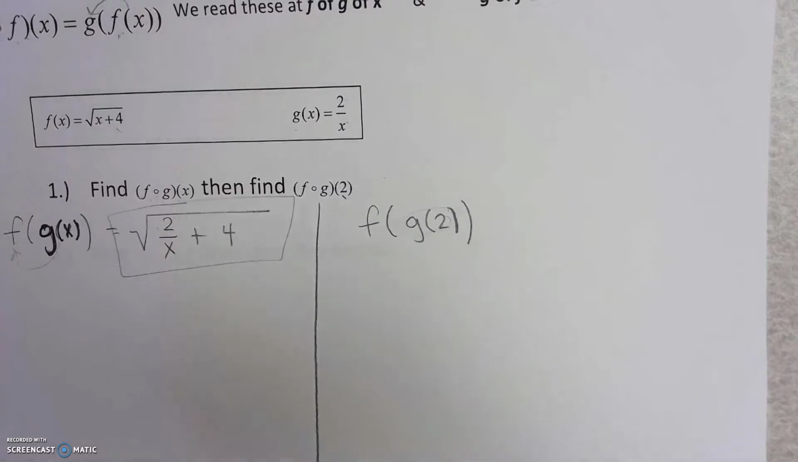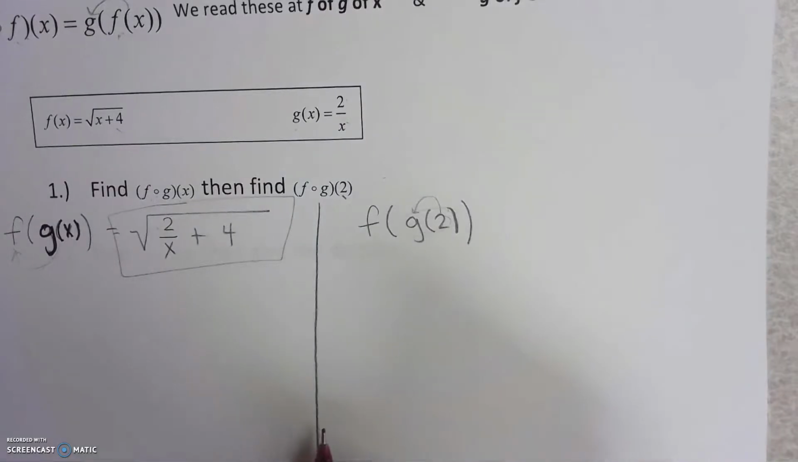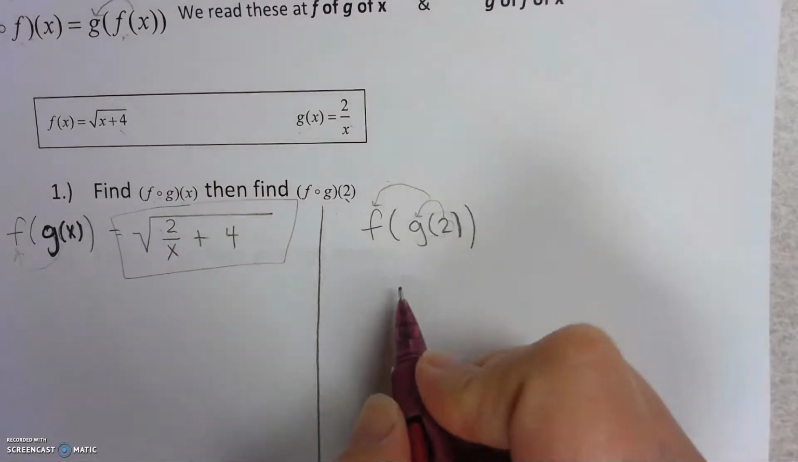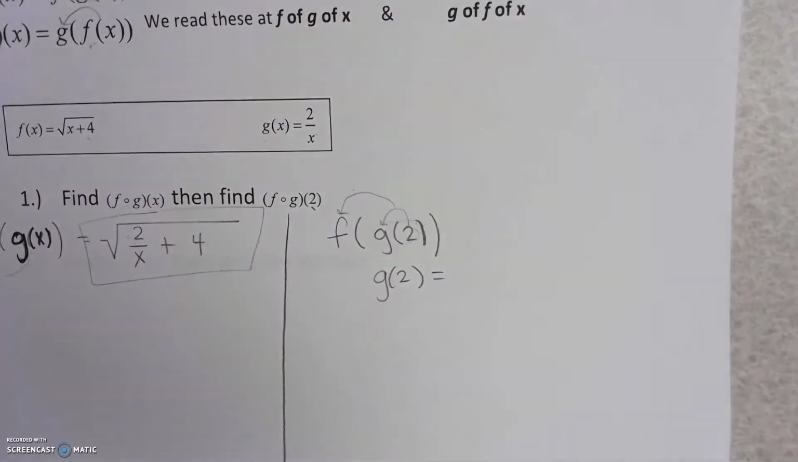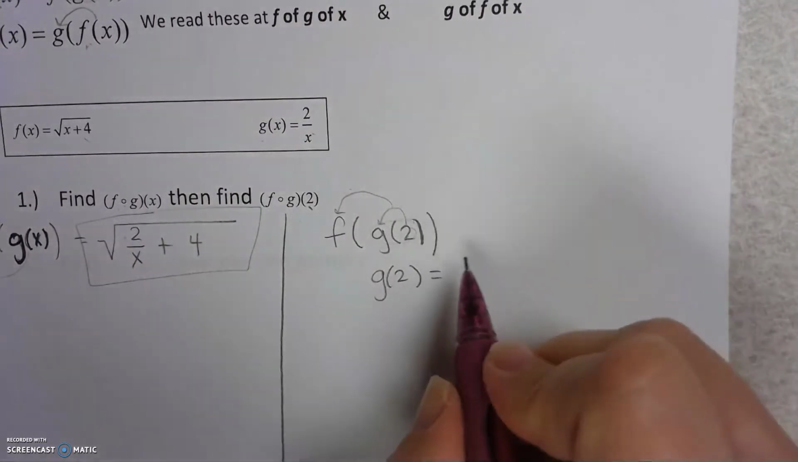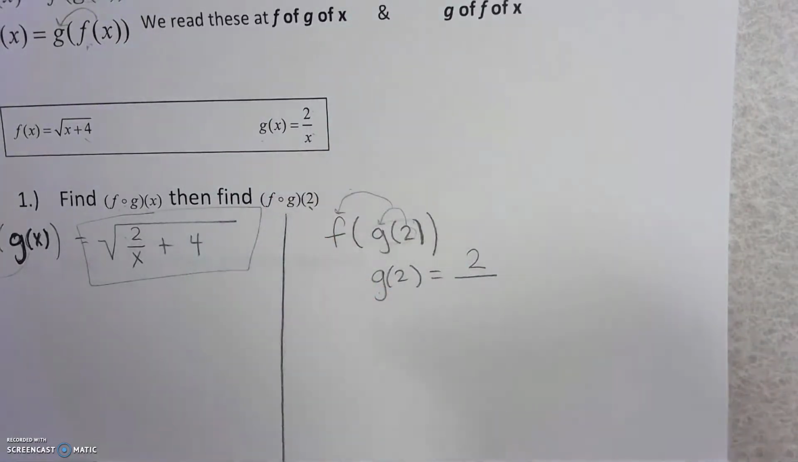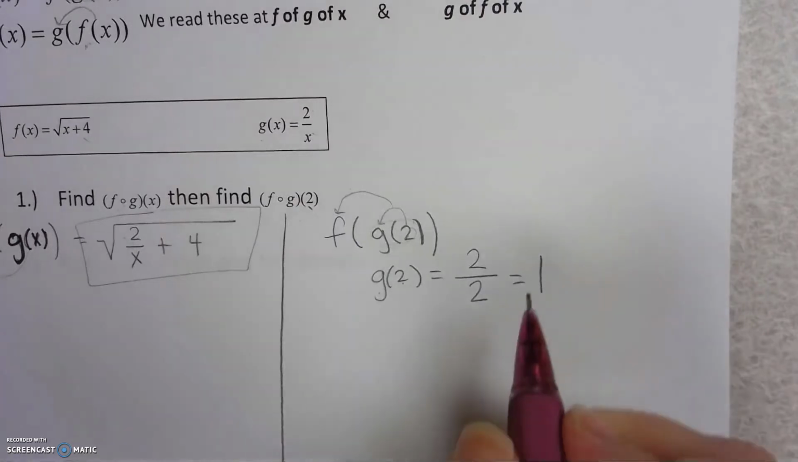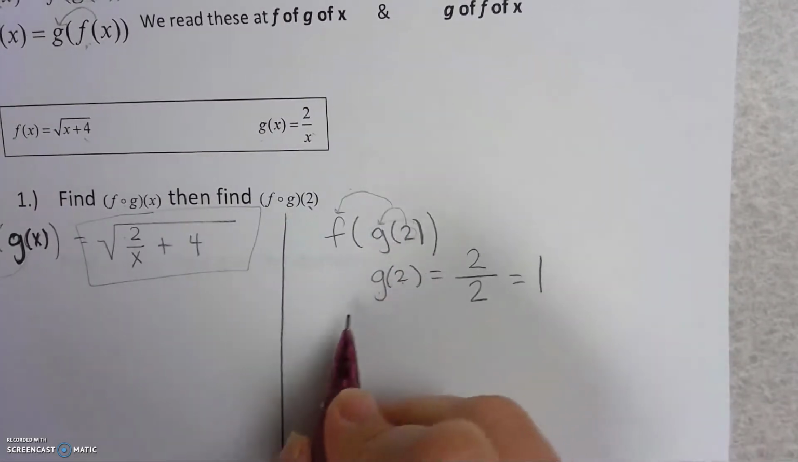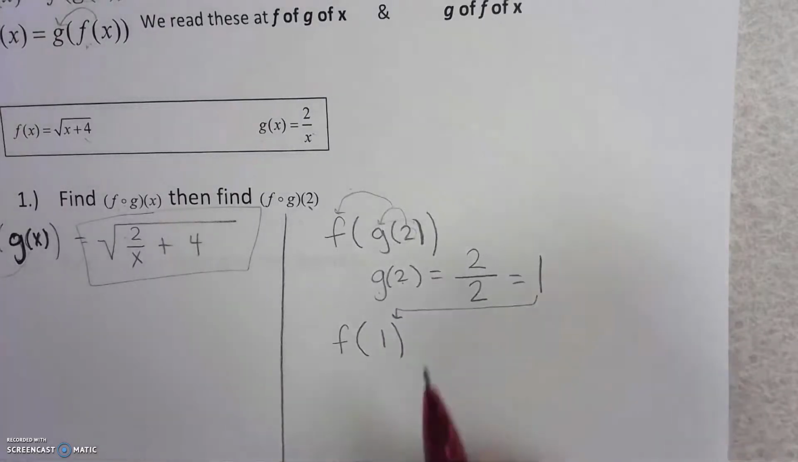I'm plugging in a number, and so you're going to work from the inside out. We're going to take 2 and plug it into g. When we get that value, we're going to plug it into f. So the first thing we're going to find is what is g of 2. We've been doing that back in section 2.3. So for g of 2, I'm going to take the function g, and in place of x, which is down here in the denominator, I'm going to put 2. That simplifies to 1. Now that I know what value g of 2 is, I'm going to plug it in place of x.